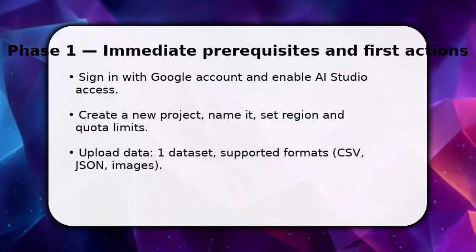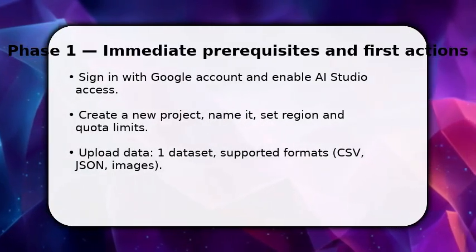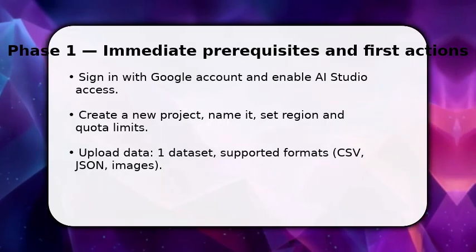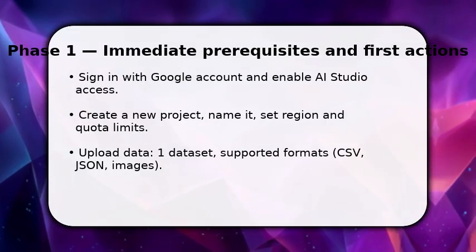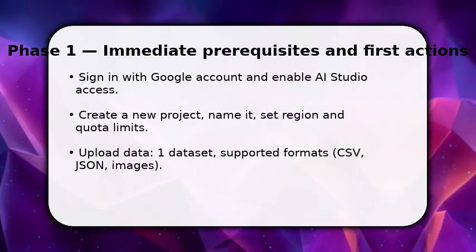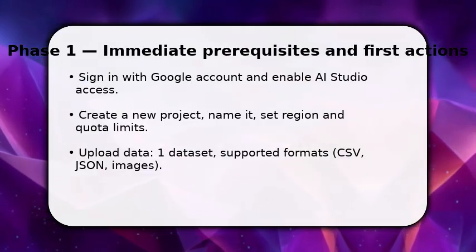You start by signing into Google and opening AI Studio, then create a project right away. Once done, name it clearly and set the region and quota so costs and latency are predictable. Next, upload one dataset in a supported format like CSV, JSON, or images.